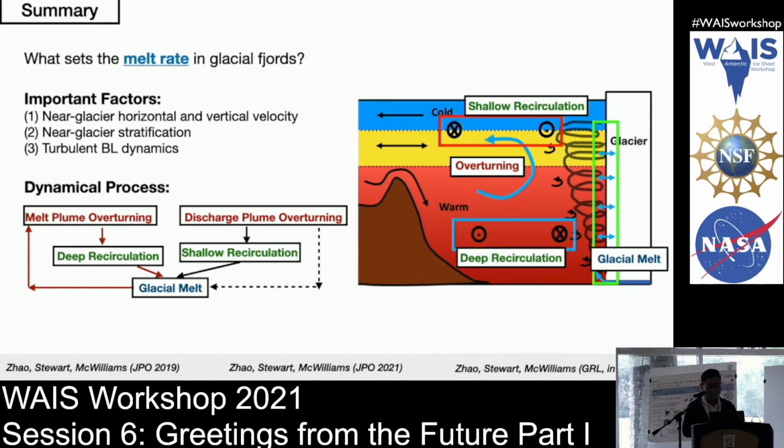And to give you a sense of how strong this feedback is, at our lowest resolution models of 200-meter horizontal resolution, compared to our highest resolution models, so going from about 200 meters to 15-meter horizontal resolution, this feedback accounts for doubling of the melt rates in our test runs. And the undercutting increase is even higher. So the rate of undercutting is like triple in some cases.